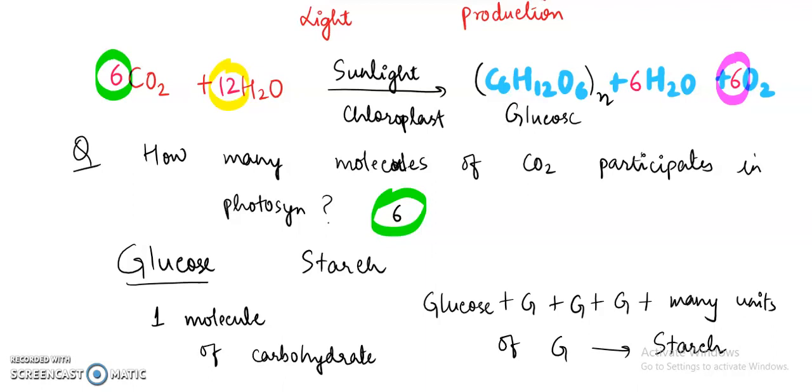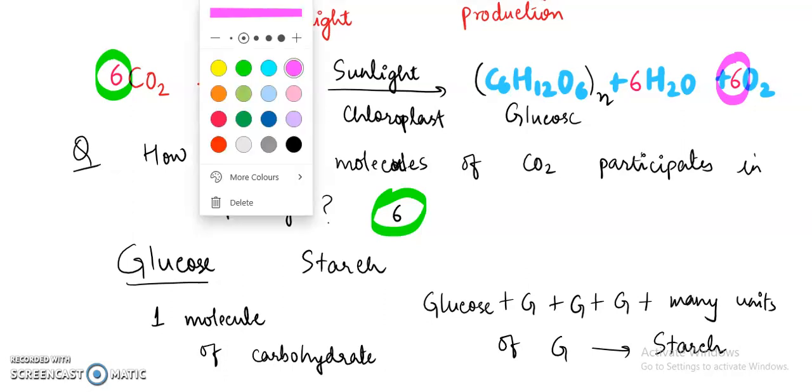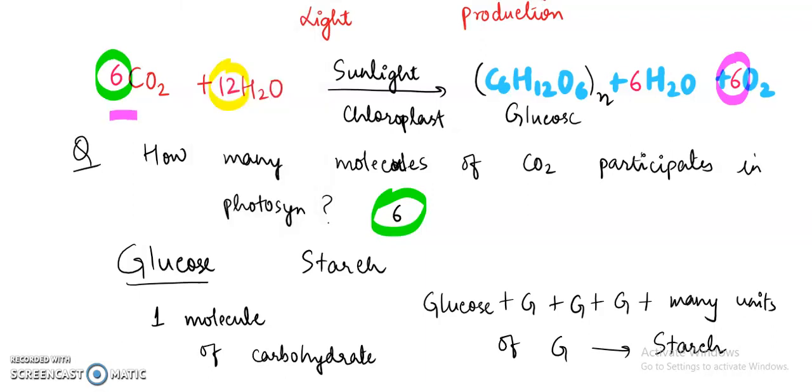C6H12O6, and in the bracket you will write N. N means number of units of glucose. So when glucose combines with numerous other glucose molecules, only then will starch be formed. Now in this photosynthesis reaction, we have seen that the plant is using CO2, H2O, sunlight and chloroplast.